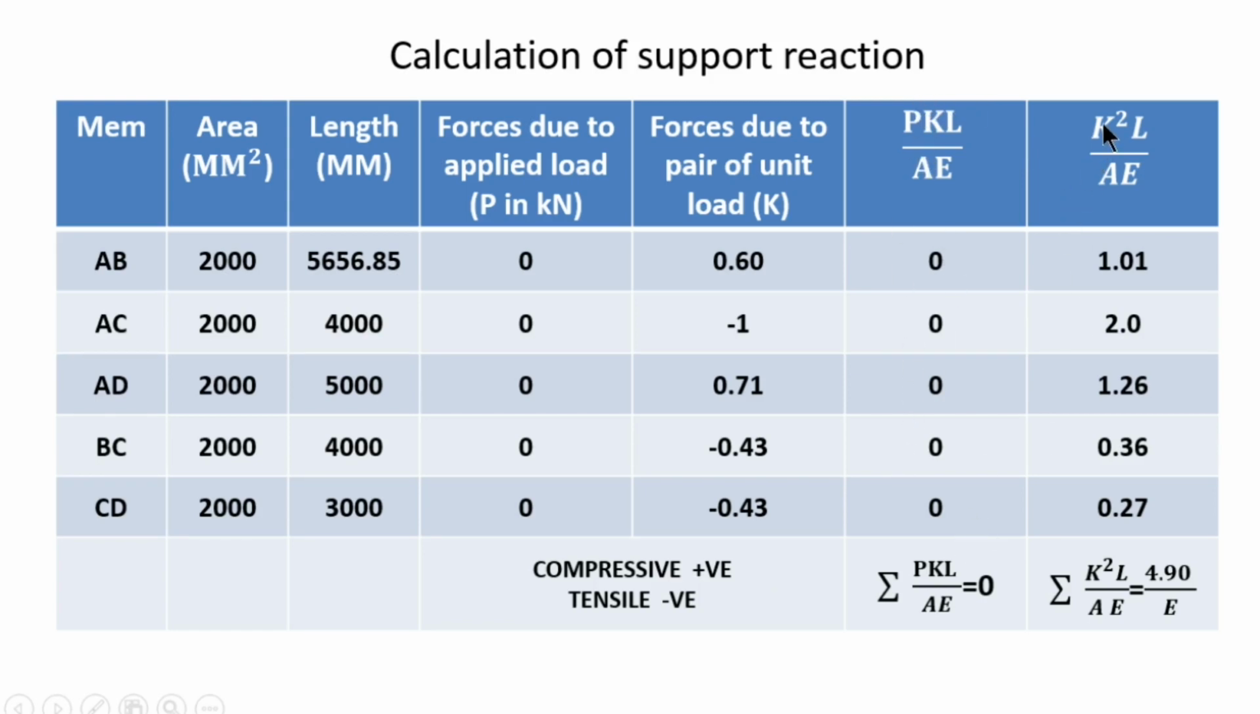Then the next column is K square L by AE. Here K is 0.6 and that is squared, into the length of the member, then the area of the member and the modulus of elasticity. So that is 1.01, 2.0, 1.26, 0.36, 0.27. Here E is the same, that is why I have taken it as the denominator. So this value is 4.90 divided by E.